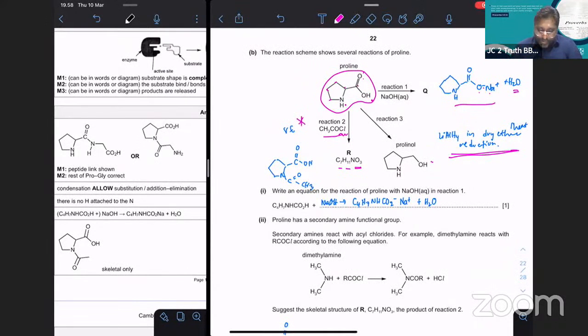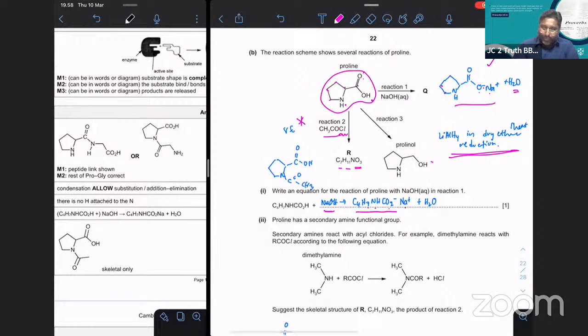Now write an equation for the reaction of proline with NaOH. So just rewrite this again, plus NaOH. And then this one, how to write? C4H7, and HCO2 minus Na plus. You just rewrite it.